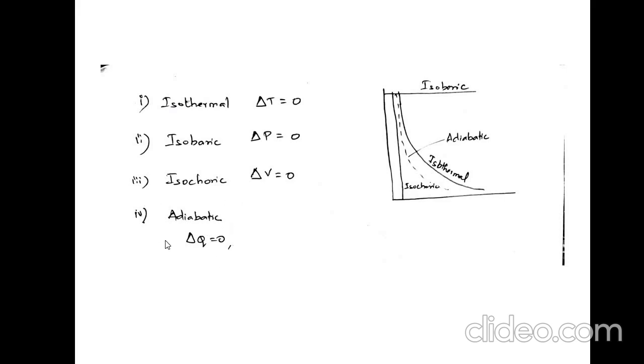And one more condition is the adiabatic condition, where heat is neither given in nor taken out. That is, del Q is always equal to 0. It will be somewhat similar to the isothermal condition, like this, right?